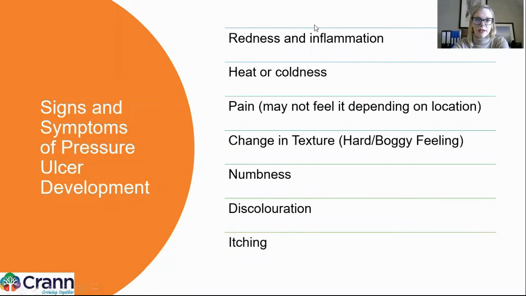So is there any redness or inflammation of your skin? Are any areas of skin hotter or colder than the surrounding tissue? Some people, dependent on where it is, whether it's above or below your level of injury, you might notice that there's pain. There could be a change in texture of the skin. Not only might it be hot and cold, but it also might feel hard or boggy, where there's a bit of give in it and it doesn't feel quite right. Some people say when they have a pressure ulcer that there's an area of numbness, and that's to do with the level of involvement in the skin layers. There can be discoloration, and some people report itching. So they're the main things to look out for.